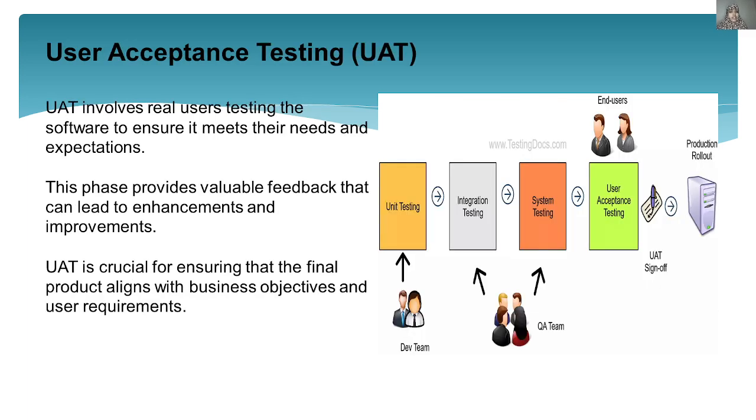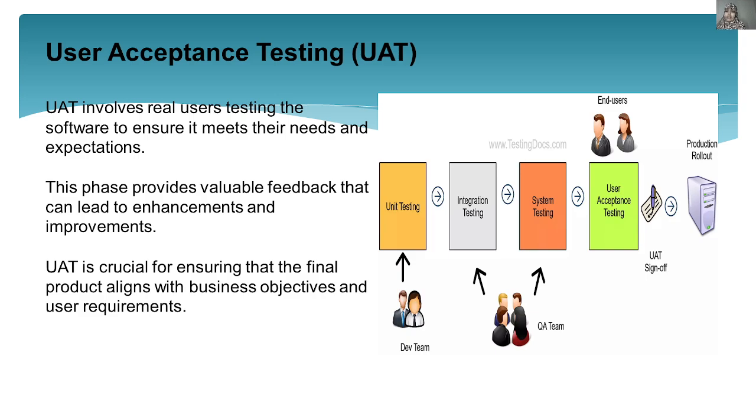User acceptance testing, in short UAT. UAT is nothing but user acceptance testing, which involves real users testing the software to ensure it meets their needs and expectations. This phase provides valuable feedback that can lead to enhancements and improvements. User acceptance testing is crucial for ensuring that the final product aligns with business objectives and user requirements.